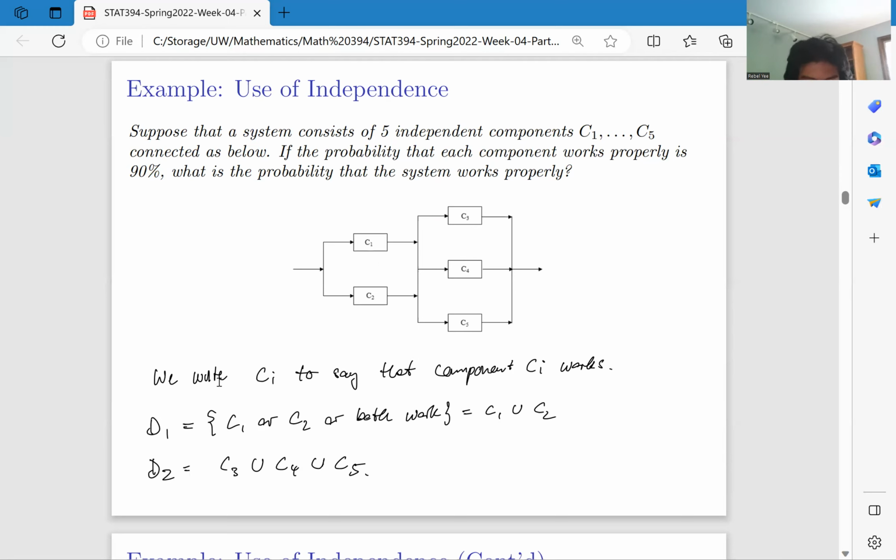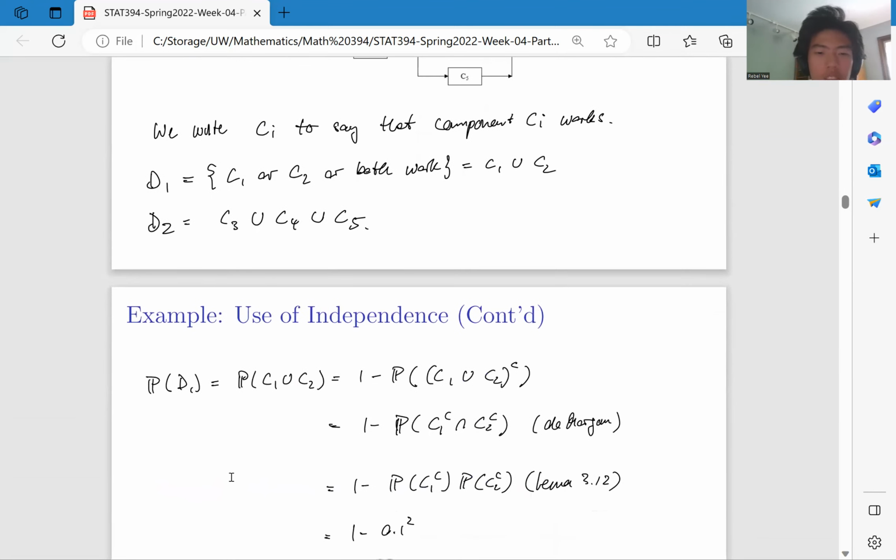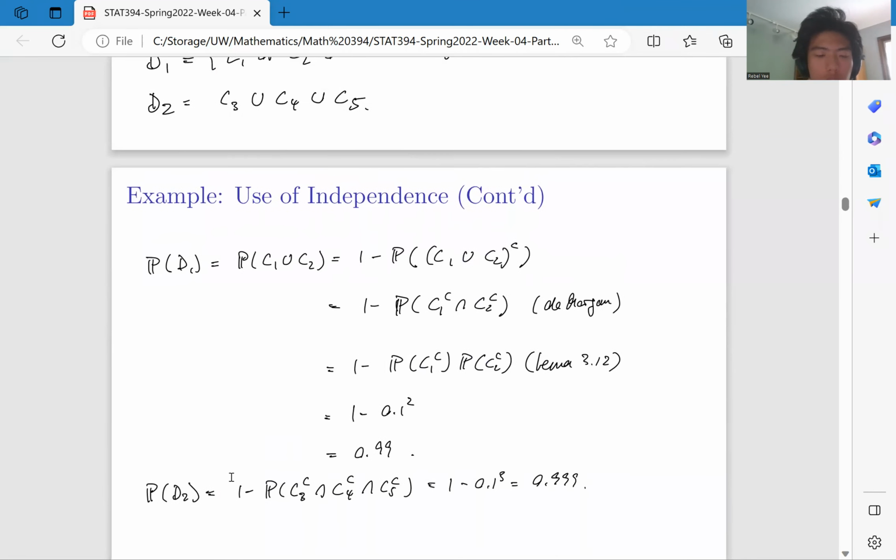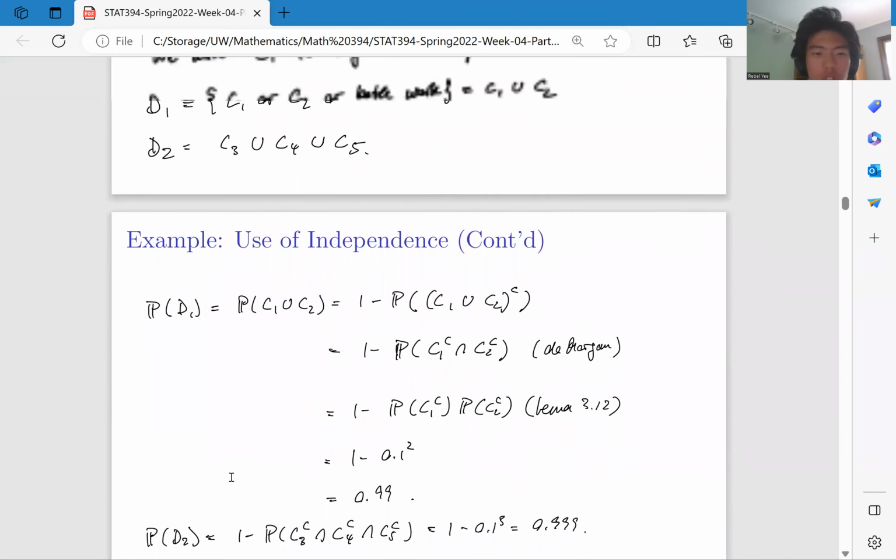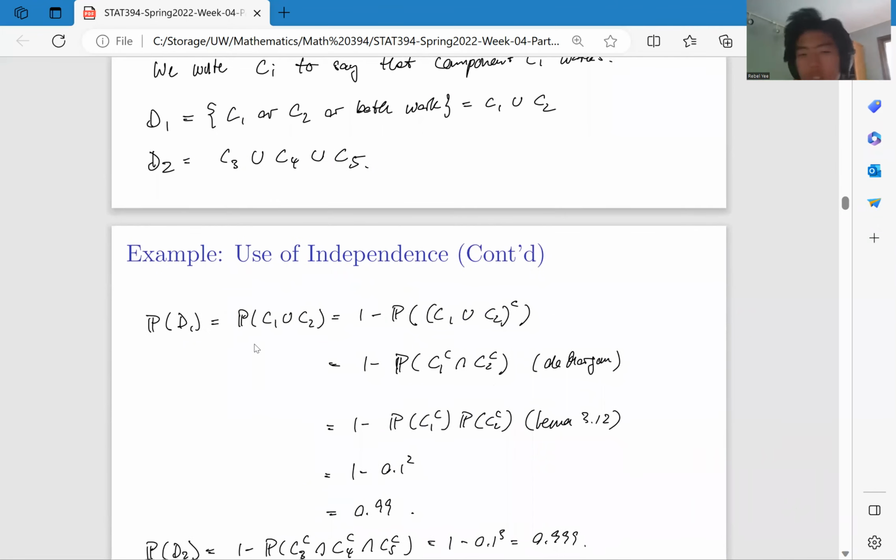And we define it as D1. So D1 is the first union works, and D2 is the second union works. So D2 is equal to C3 union with C4 union with C5. And so what's the probability of D1? D1 is equal to the probability of C1 union with C2, and here we have 1 minus the probability of C1 union with C2 to the power of complement.